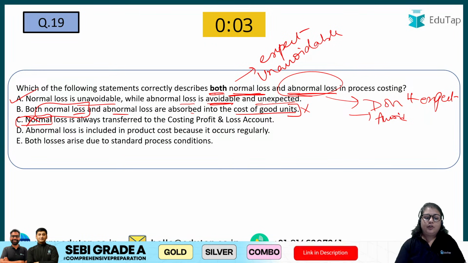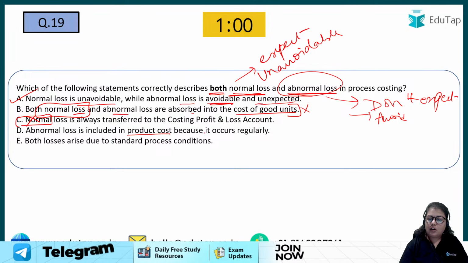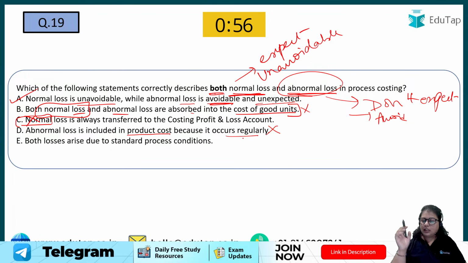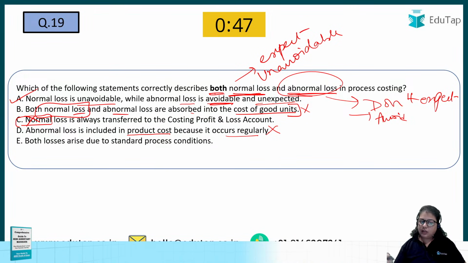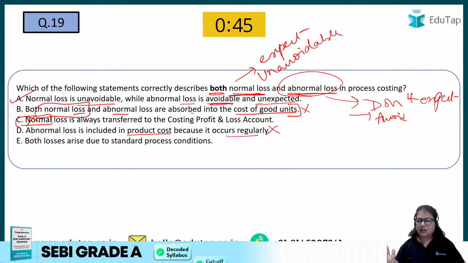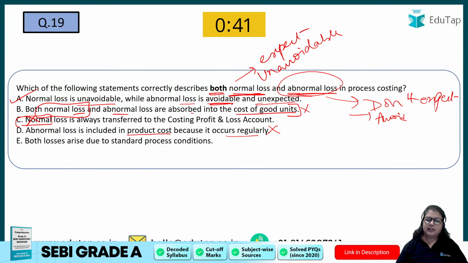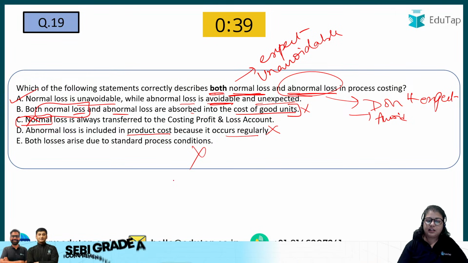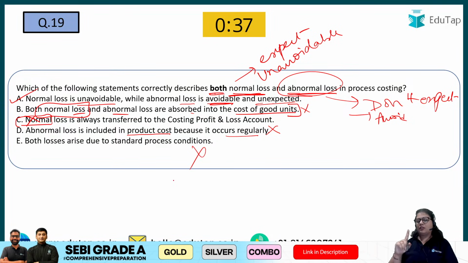Then D, abnormal loss is included in product cost because it occurs regularly. Again, no, my carelessness will not occur regularly. Other examples of abnormal loss, like theft, fire. These are all abnormal losses, and this doesn't occur regularly. So again, wrong. Both losses arise due to standard process conditions. Again, no, under standard process conditions, only normal loss can happen, but not abnormal loss.